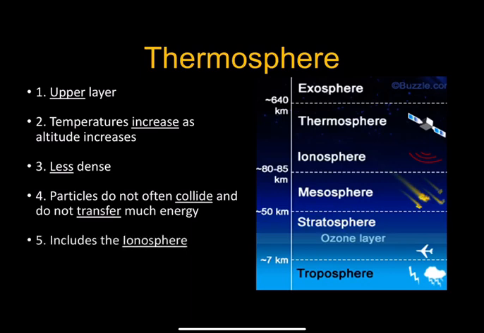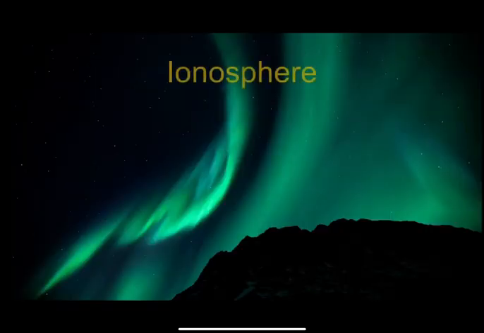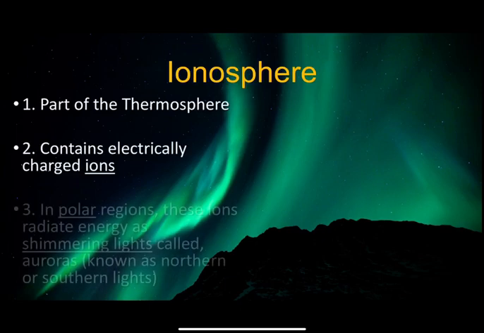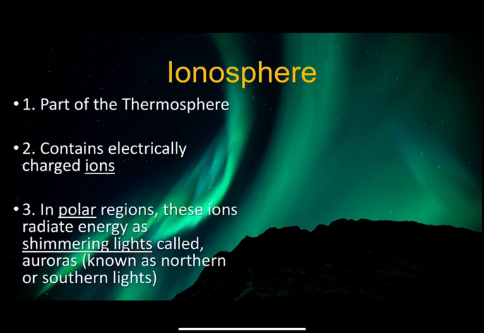Within the thermosphere is the ionosphere, which I have to say is probably one of my favorite layers. The ionosphere. This is one of my favorite layers of the atmosphere because, well, it contains electrically charged ions. These ions radiate energy, such as shimmering lights. In the polar regions, you can see them, and we call them auroras, also known as the northern or southern lights. Yes, that's right. My bucket list includes seeing the northern lights.